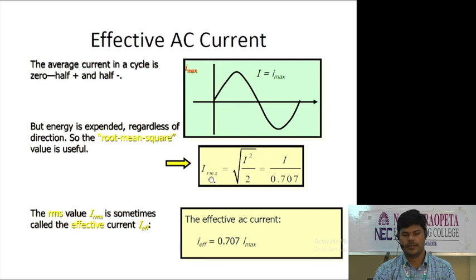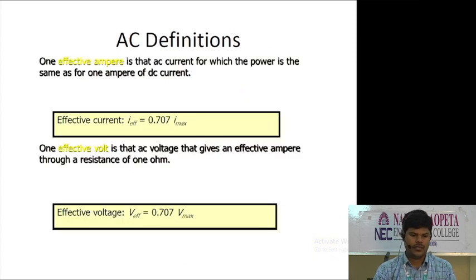How can we calculate RMS? I RMS is equal to I max by root 2. I max is nothing but the positive maximum. That is nothing but 0.707 times I max. So RMS value is sometimes called the effective value. The effective value is nothing but 0.707 times of Imax. This is in case of sinusoidal waveform. For triangular wave, square wave, and other waves, it is different. This is only defined for sine wave. So the AC definitions we can see here: the effective value represented in terms of current, and the effective value represented in terms of voltage.